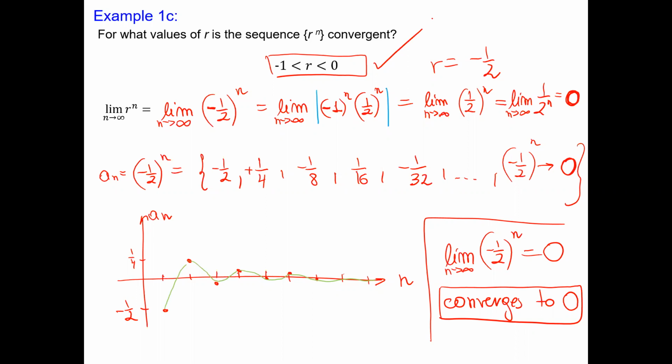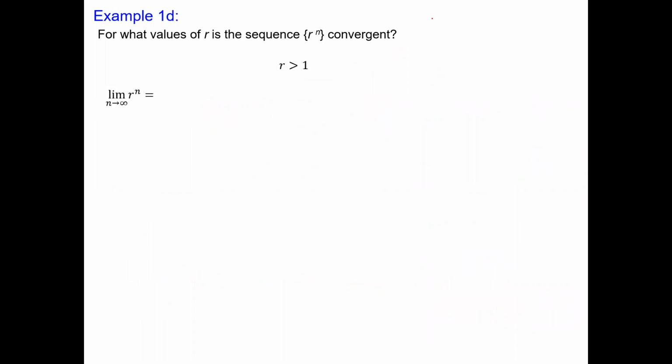Okay, now we have the other parts. We have to look at numbers greater than 1. For instance, 2. For some reason, I like that 2. The limit of 2 to the power of n at infinity. Of course, we can say right away, it's a huge number. As n is huge, 2 to the power of n is a huge number. The limit does not exist as a finite number. The sequence is divergent.